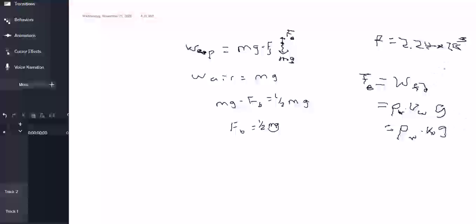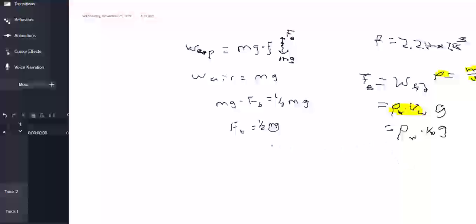And that's because density equals mass over volume. So when I'm trying to get the mass of the water, I can replace it with the density of the water times the volume of the water. And that's what I did right here. So this is just mg, where m is the mass of the water.